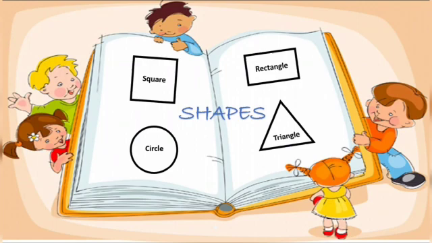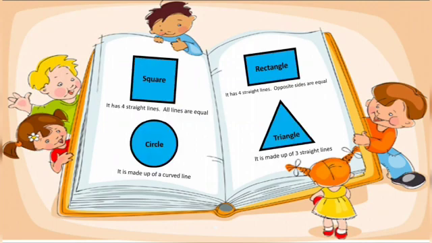So, now I am going to tell you about these shapes in detail. So, let us study what is a square. A square has four straight lines. All the lines are equal. Children, can you see this figure? It is made up of four straight lines and all the lines are equal. Isn't it? The next figure is circle. It is made up of a curved line.